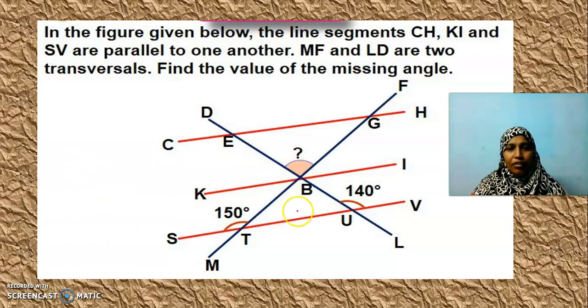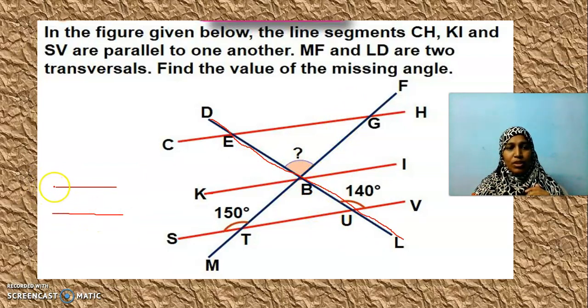See here. First, forget this transversal MF. Consider only this LD, which I draw in red line now. Just hide this blue line from your view. It's possible. You can do, my dear children. Now, what is the corresponding angle for 140 degree? Can you name the angle which is the corresponding angle for 140 degree? In these two parallel lines KI and SV and this transversal. Forget about this blue line.